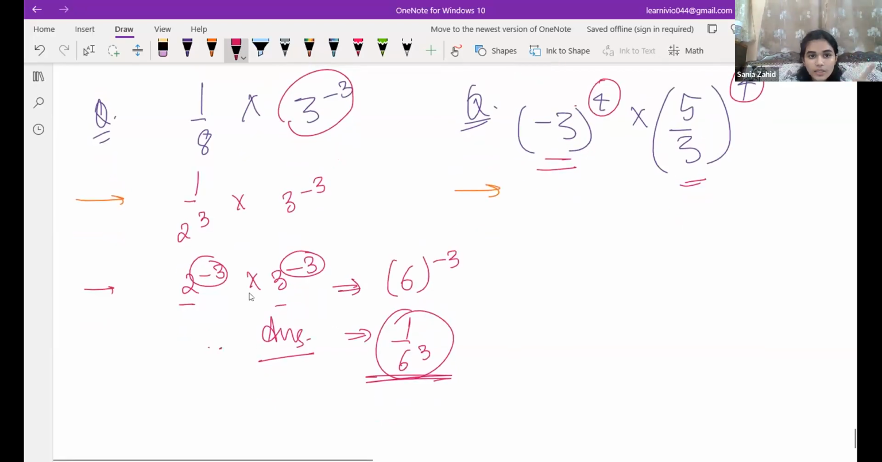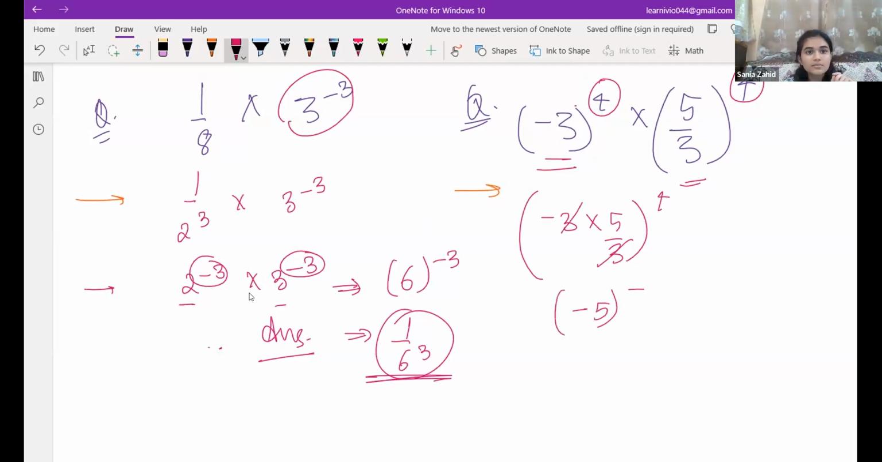Right? So I told you one law that whenever you have two different bases and the same power, you multiply the bases and you put the same power. So let's multiply the bases now. So you get minus 3 into 5 by 3 and you put the exponent as 4 only. Okay. And now you can cancel 3 and 3. You get minus 5 to the power 4. So this is your answer. Look carefully and tell me.